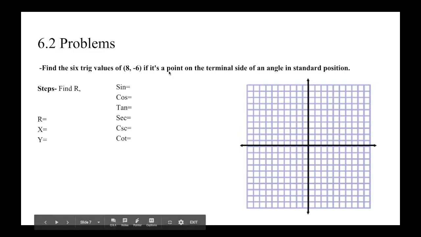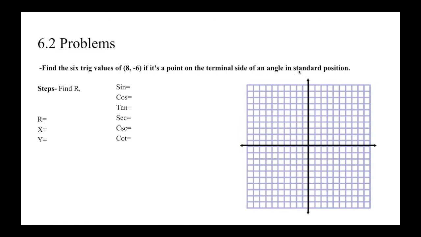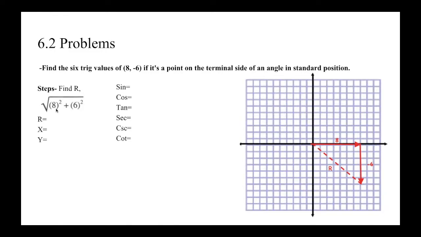The second question is asking us to find the 6 trig values of (8, -6) if it's a point on the terminal side of an angle in standard position. First, we must find r. To do this, we take the square root of 8 squared plus 6 squared, which simplifies down to be 10. Now that we have r, x, and y, we are able to solve the trig functions.